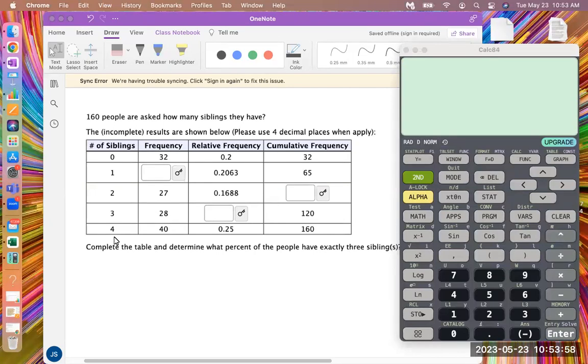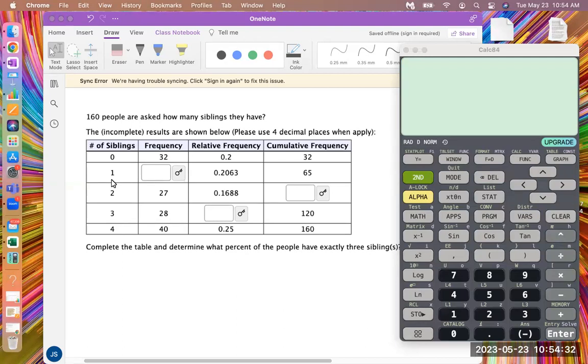So of course, this is the result of them asking these 160 people, and they probably had to write down each person's individual answer as they went along. And then they tallied it up here, counting all the number of people who answered 0, and that's where they got this frequency. That's how they developed this frequency table. So the first missing blank here is the frequency of 1.